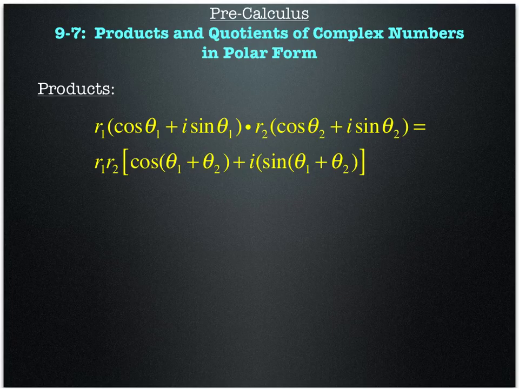Hello there, pre-calculus students. Time for lesson 9-7, products and quotients of complex numbers in polar form. We're getting to the highlight of this chapter, which will be 9-8, where we'll learn how to find powers and roots of complex numbers. Here we'll share with you a couple of formulas on how to multiply and divide complex numbers. You already know how to do that when they're in rectangular form, but now we're going to show you how to do it when they are in polar form.